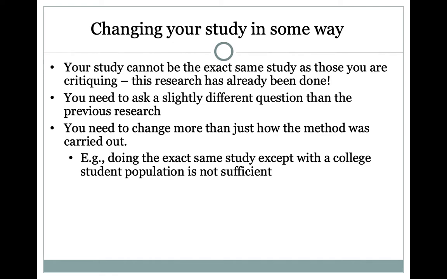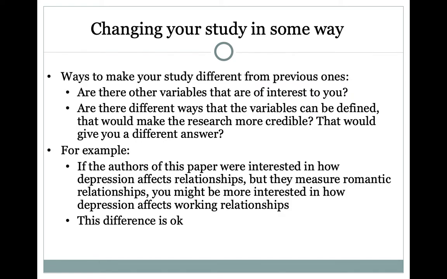So you need to ask a slightly different question than the previous research. And furthermore, you need to change more than just how the method was carried out. So if you're proposing the exact same study as an article you're reviewing, but you say, well, instead of that sample, I'm going to do a college student population, that's not enough of a change. You need to give us a little bit more of a change to the method or the question or operationalizations. And here's some ways to do that.